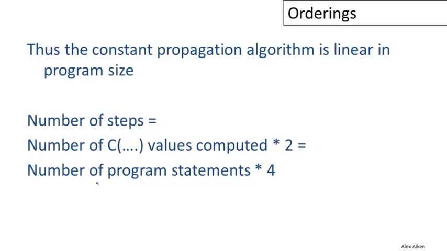This means that the constant propagation algorithm we've described is actually linear in program size. The number of steps is bounded by the number of values we're trying to compute times 2, because each one could change two times. Since there's one value for the entry and exit, the in and out, of every statement, the total number of steps the algorithm could possibly take is the number of program statements times 4.